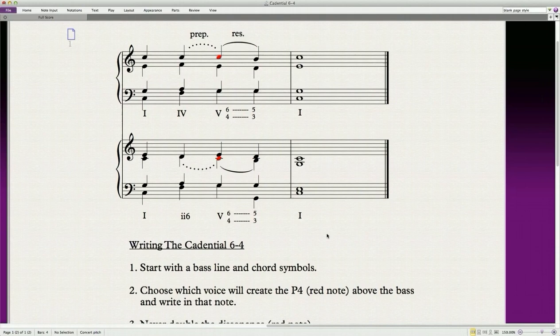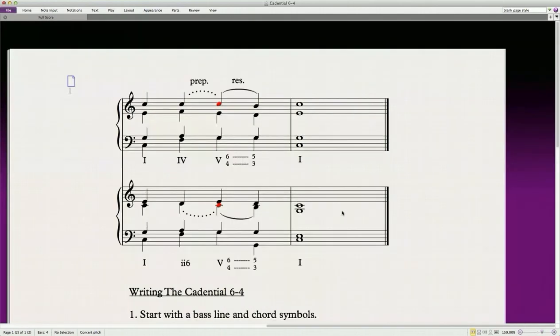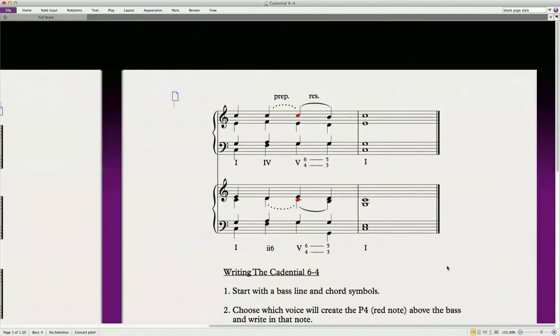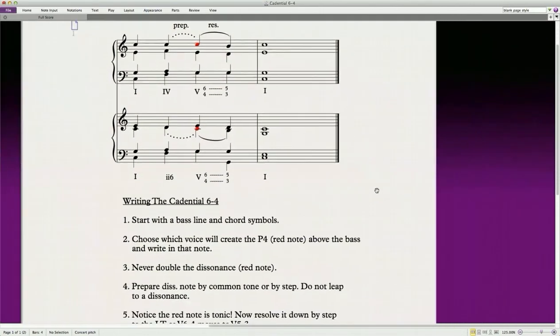You can put it in the tenor, alto, soprano. Here we've put it in the soprano. Now, some considerations about these red notes. Let me shrink this a little bit so we can see more of the list here. So, never double the dissonance, red note. In general, we never double dissonances. Prepare the dissonant note by common tone or by step. Do not leap to a dissonance.